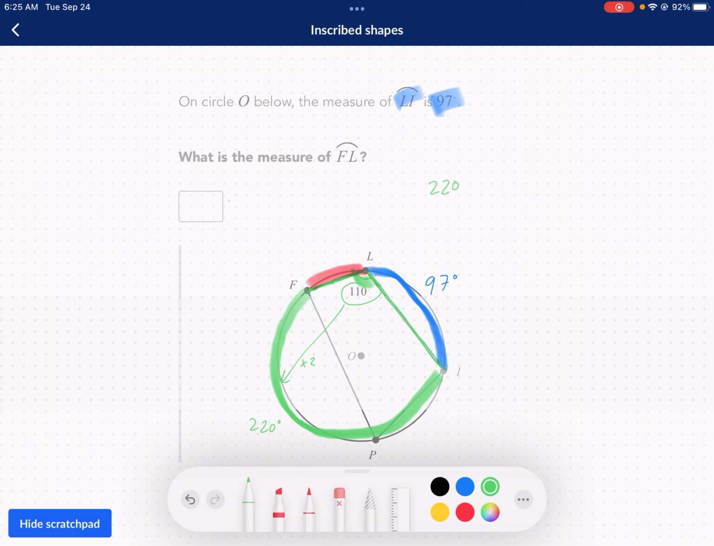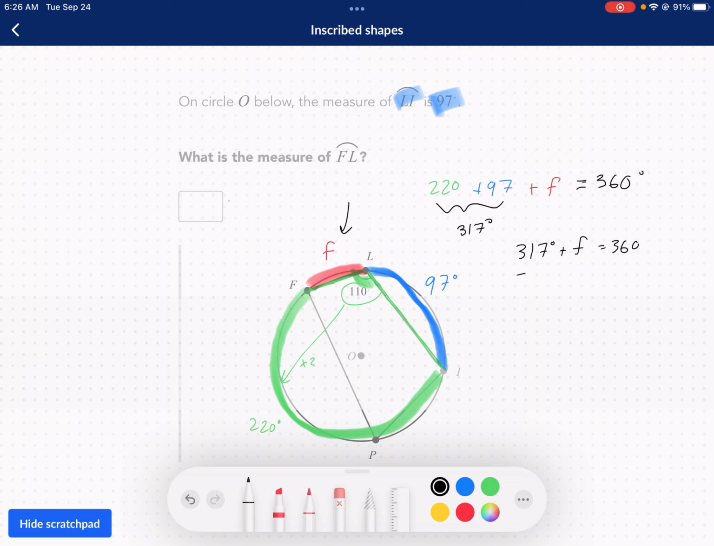We know that 220 plus 97 plus our missing length, let's just call it F, equals 360 degrees, because it's a complete circle. Now I'm going to add these two up first. So I know that 220 plus 90 is 310, so that makes it 317 degrees. And then I know that 317 plus my missing arc length, F, equals 360.